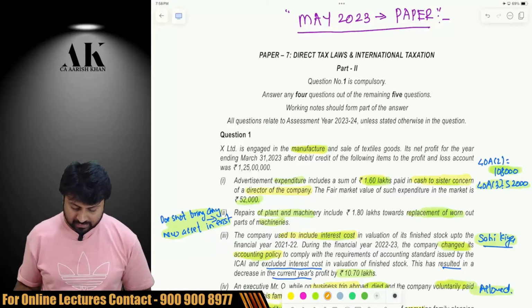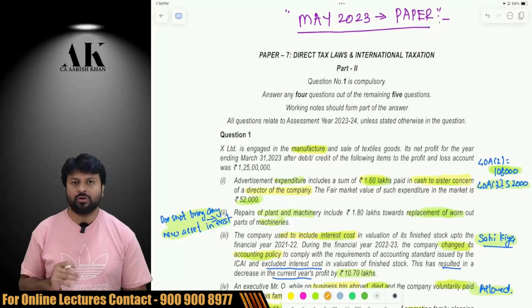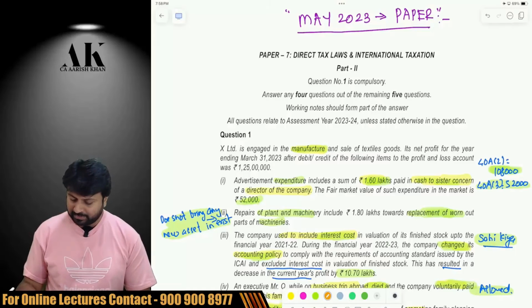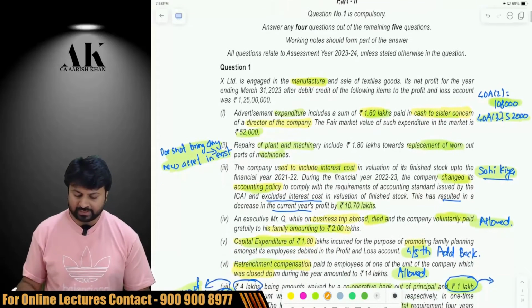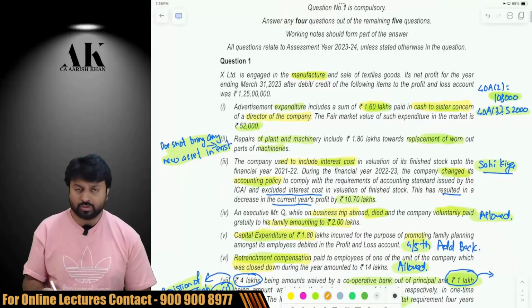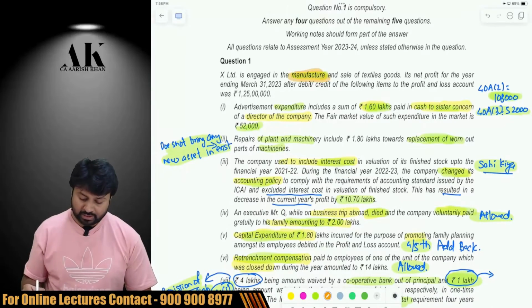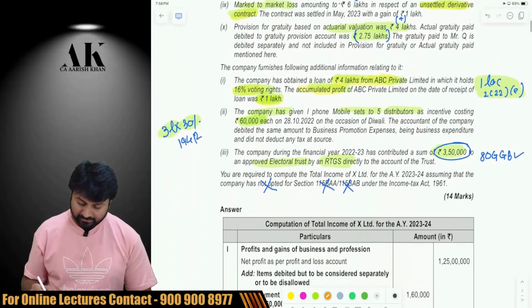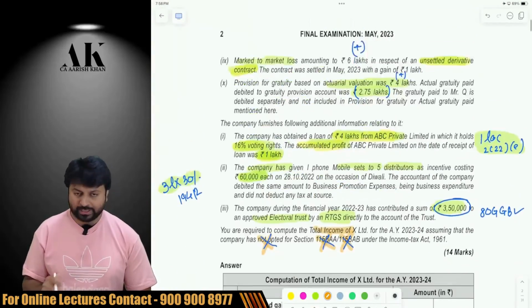So let us start with the first question of the May 2023 paper. It's a long paper. It will take some time to discuss this paper, but nevertheless, we'll try to complete it as fast as possible. First of all, question number 1 is on total income. The assessee is a manufacturer, and therefore we need to see if 115BAA or BAB is applicable. No, we are not supposed to follow 115BAA and BAB. You are supposed to just compute total income as per the normal provision.